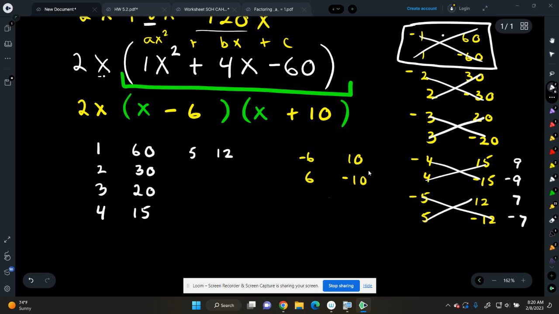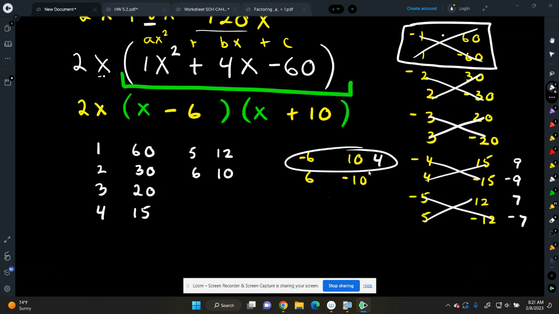That does not work. So next one is 6. 6 goes into 60 10 times. When I do negative 6 and positive 10, that one works right there. Those are the two factors I need to use. Okay?